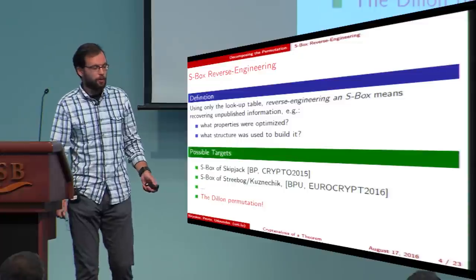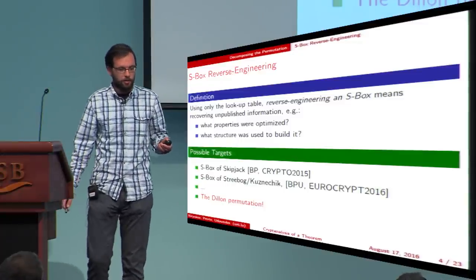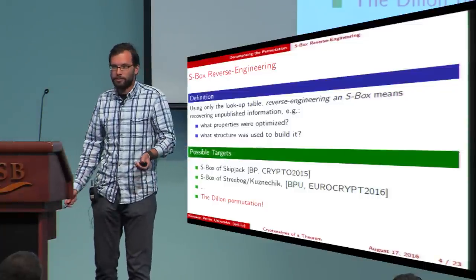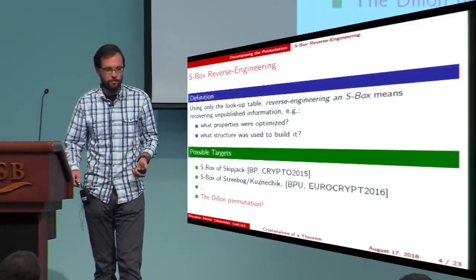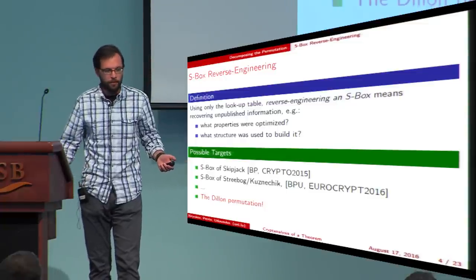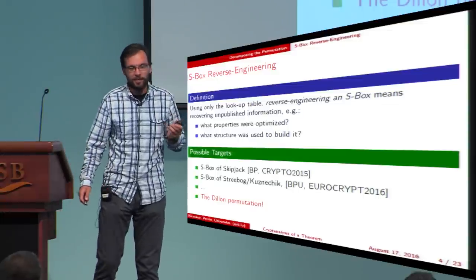And it turns out that we can use these somewhat cryptanalytic methods and apply them to this Dillon's APN permutation. It's interesting because the APN permutation is more like a mathematical object and we know how it was generated, but still we can apply this kind of cryptanalysis, and that's why we call this cryptanalysis of a theorem.